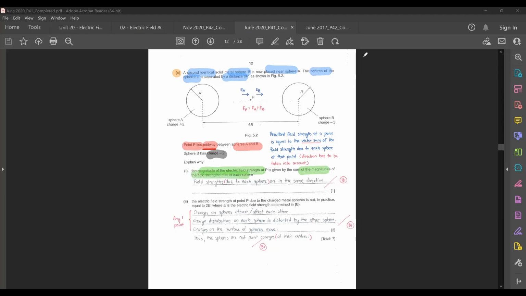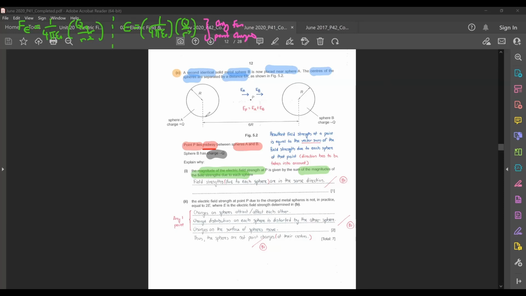So how do you go about doing this? Let me just write out some important information. F_E is 1 over 4 pi epsilon naught Q1 Q2 over r squared. And then E is 1 over 4 pi epsilon naught Q over r squared. The important thing to note is that they are only for point charges.